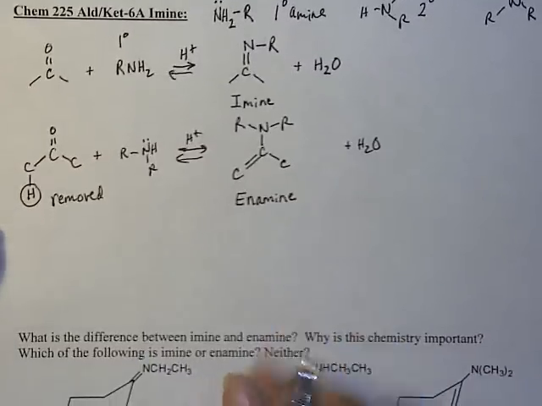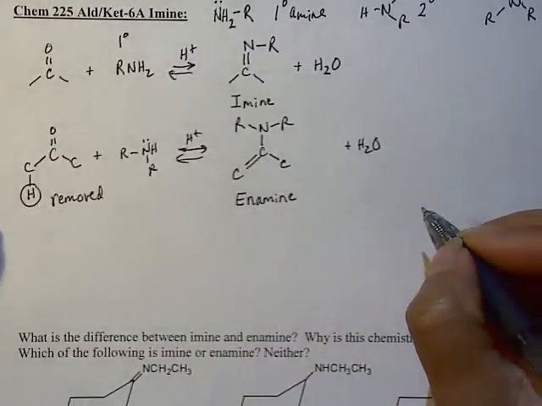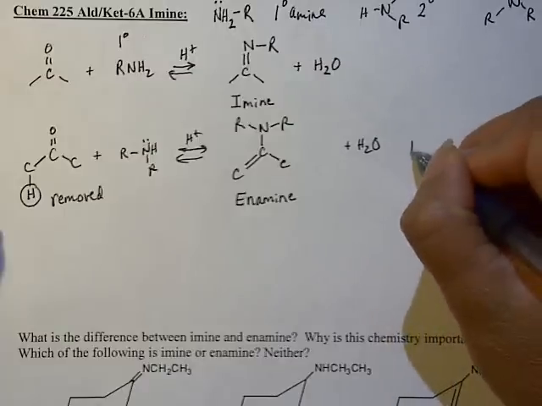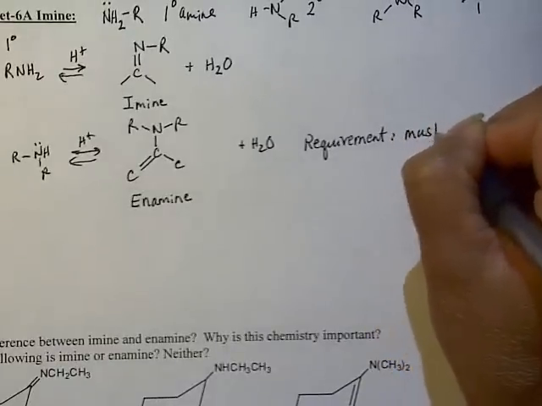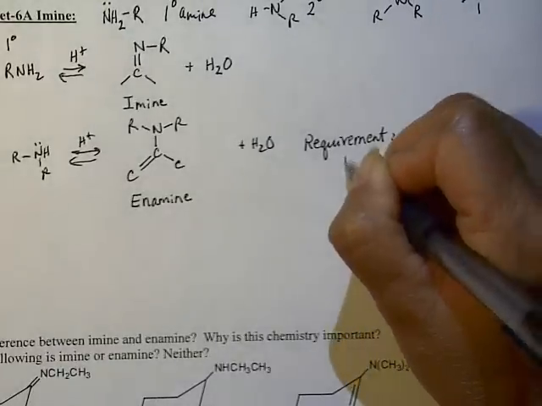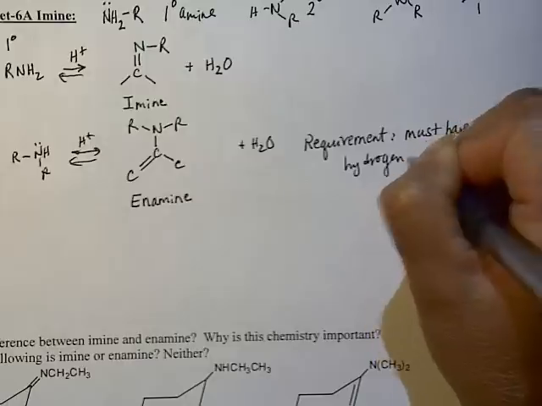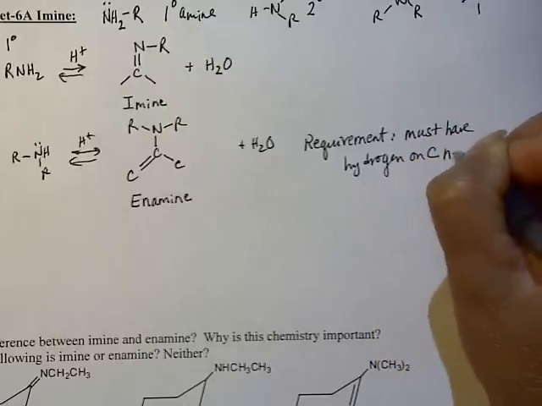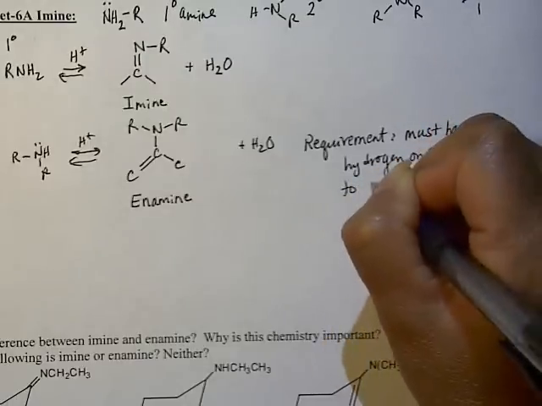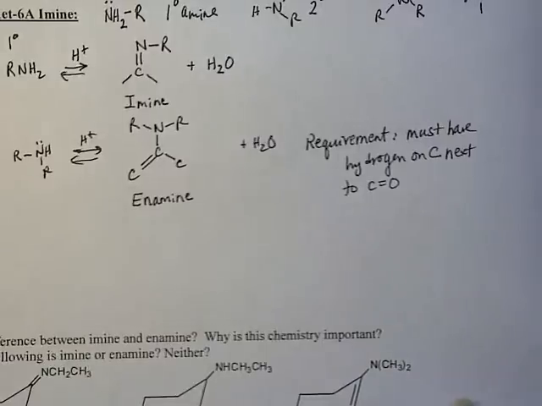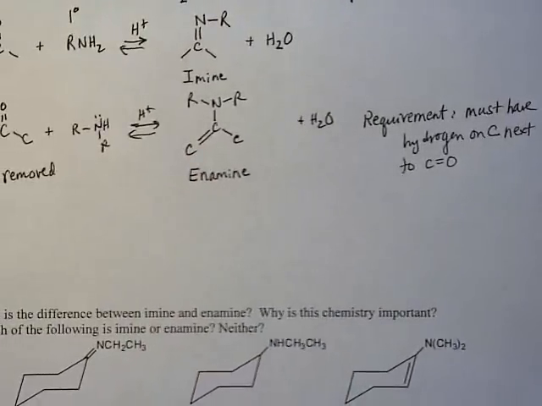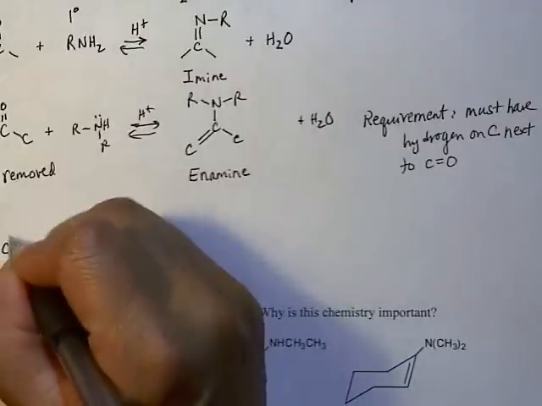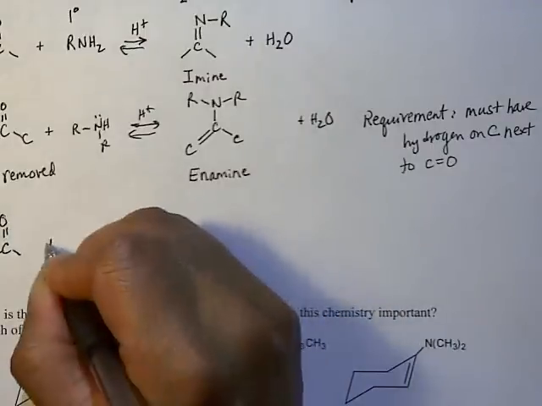Alright, so the requirement for enamine to form is that you have to have hydrogen on carbon next to the carbonyl. Otherwise, you can't form the C=C bond. Therefore, then you can't form enamine.